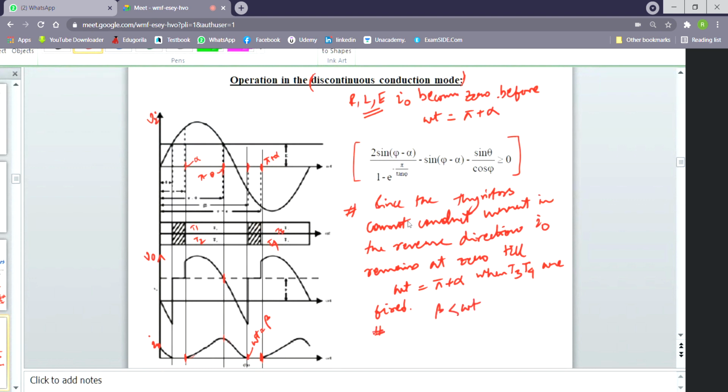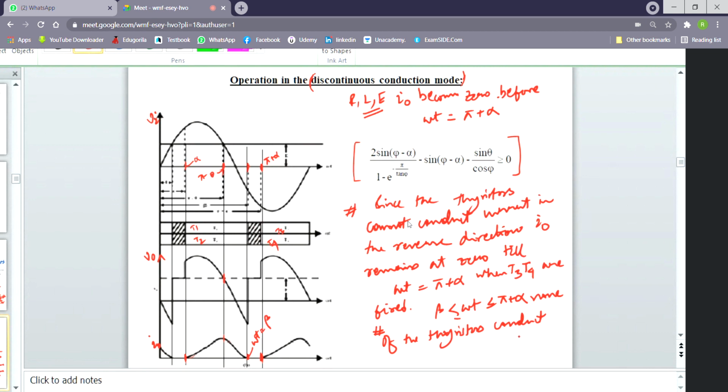Okay, so during the period of beta less than or equal to omega t less than or equal to pi plus alpha, none of the thyristors are conducting. None of the thyristors conduct.